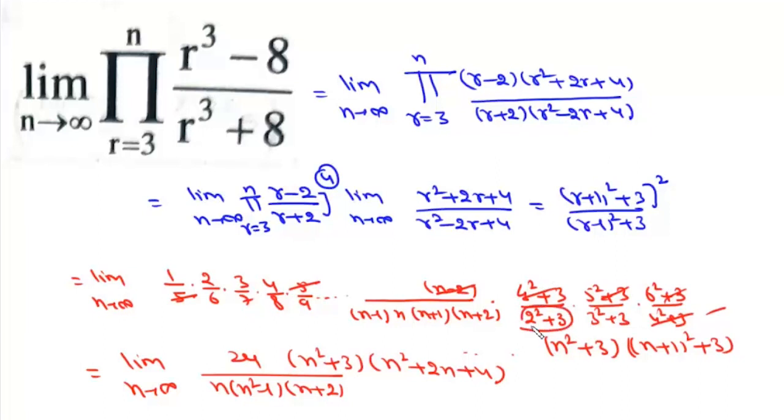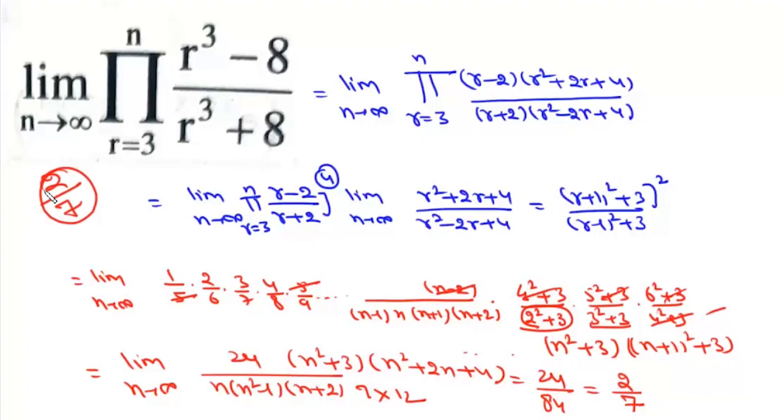And we also have 4 and 3 is 7, and this is 9 plus 3, 12. Now here the coefficient of n to the power 4 is 24, and here the coefficient of n to the power 4 is 24. So this value will be 2 by 7. So the answer to this limit is simply 2 by 7.